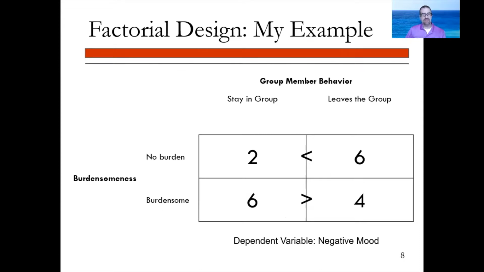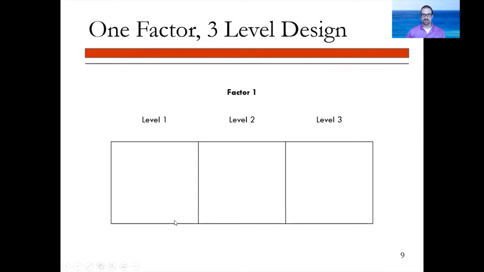Now here's where we're going to make the transition from our interaction design into our one factor 3-level design. And this is what that design looks like. In this case, we have only one factor. So there's only one thing that we're looking at. And so that means we're not crossing it. We're not looking at a second factor at the same time. We're just looking at one factor. And in this case, we're going to look at it as 3 different levels. So essentially 3 different conditions.